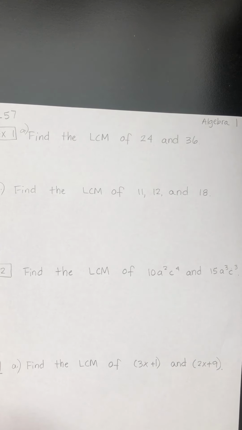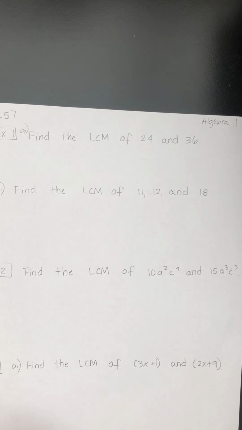I'm going to skip example 3 because it's the same as example 2, except you have 3 expressions instead of 2. So now example 4, it says find the least common multiple of 3x plus 1 and 2x plus 9. This right here is a polynomial. So instead of just 3x, you're going to have 3x plus 1. You're going to have a plus or a minus between these two numbers. So we need to find the factors first.